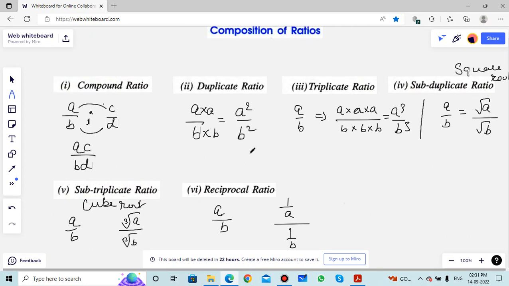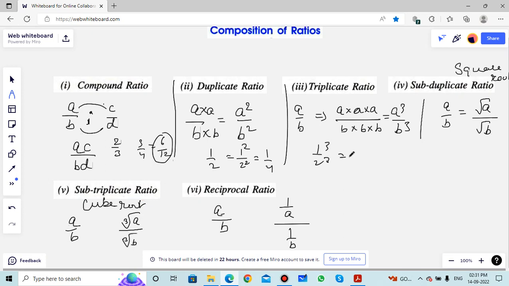For example, there is a ratio 2 is to 3 and there is 3 is to 4. Multiply, that will give you what? 3 twos are 6 and 4 threes are 12. This is the compound ratio. Here, if it is 1 is to 2, the duplicate will become 1 square upon 2 square, that is 1 is to 4. Triplicate will be 1 upon 2 cubed, so that will give you 1 upon 8.